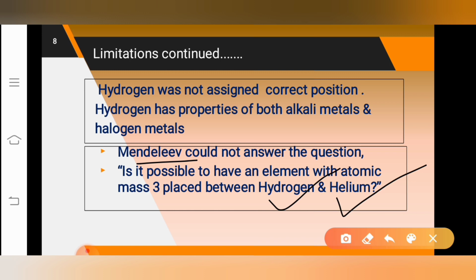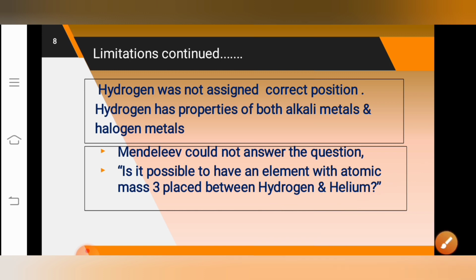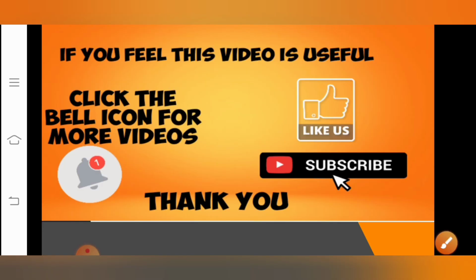Correct? So if we talk about the atomic number, yes, it is possible. We can arrange it in the increasing order. But when I talk about the atomic mass, it is not possible, because as I told you, most of the elements are having the atomic masses in the form of decimals, but not in the form of rational numbers. So it was not possible to answer this question. Correct? So these are all the limitations of Mendeleev's periodic table.